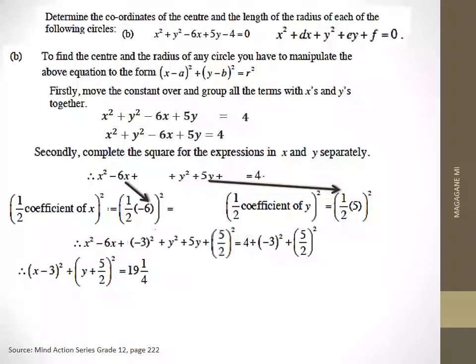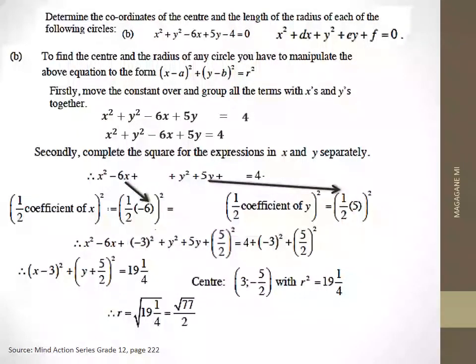Right, then from there, we factorize. We have x minus 3 all squared plus y plus 5 over 2 all squared equals 9 whole number 1 over 4. Then we can see that our a is 3 and our b is minus 5 over 2. Don't forget to change the sign when you move from the equation to get the center. Right, to find the radius, r squared equals 19 whole number 1 over 4. Then we introduce the square root. Therefore, r equals the square root of 77 over 2.